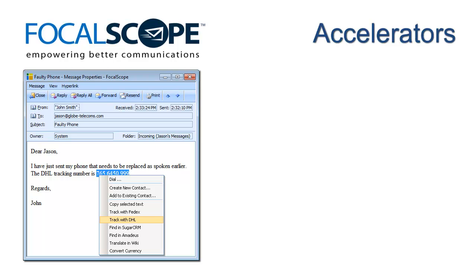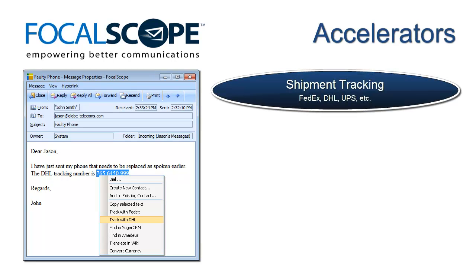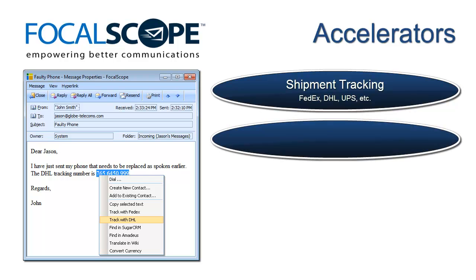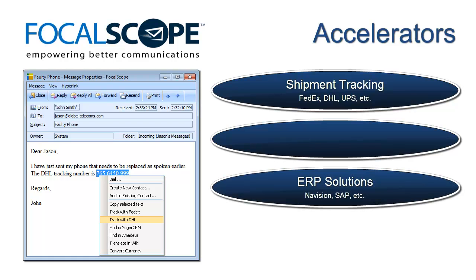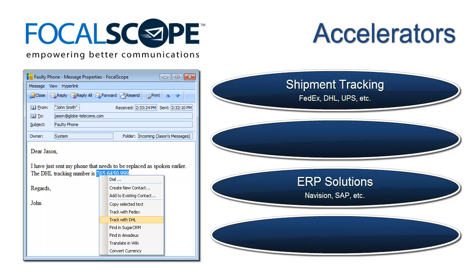Possibilities for accelerators are endless, but some of the more common uses include integrating data and text in FocalScope with FedEx, DHL, or UPS shipment tracking websites, customer relationship management software such as Microsoft Dynamics CRM, Salesforce, Sugar CRM, ERP solutions such as Navision and SAP, and global distribution systems such as Amadeus, Sabre, Abacus, and others.